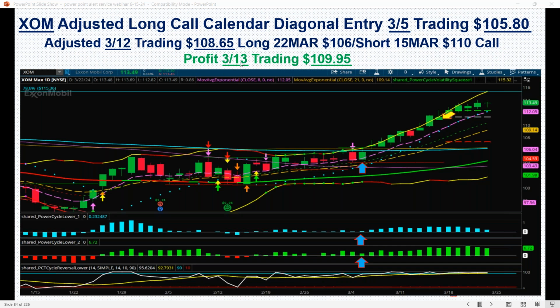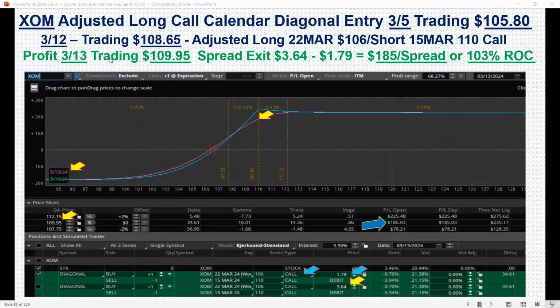And now it's on the 13th, it's trading at 109.95. So it took a little profit there. So the spread went from, you can see here, the adjusted spread, now we have an adjusted cost of 179, out to 364. So now we're up 185, but it still gets better. So you're still trying to hang in there.